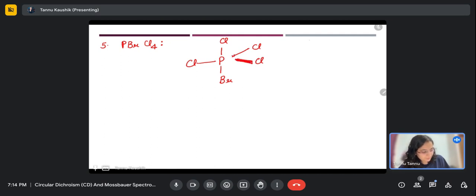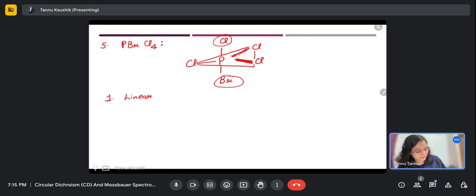So here this molecule has trigonal bipyramidal geometry, and these three chlorine atoms are on a plane, and these chlorine and bromine atoms are above this plane and below the plane. Okay, so the first question is again whether the molecule is linear or not. So the molecule is not linear, then it doesn't belong to octahedral and tetrahedral geometry.